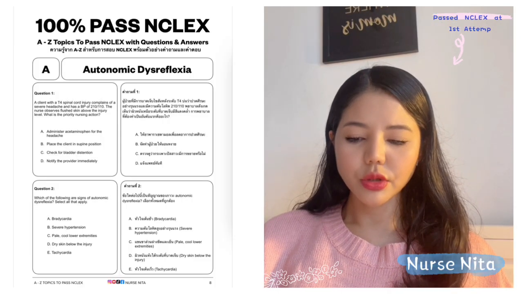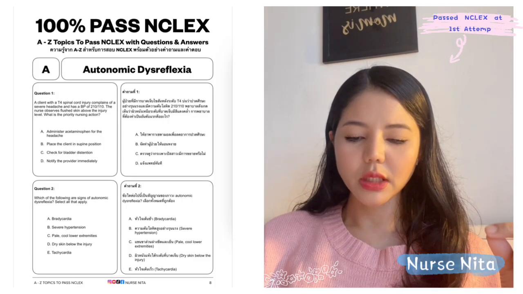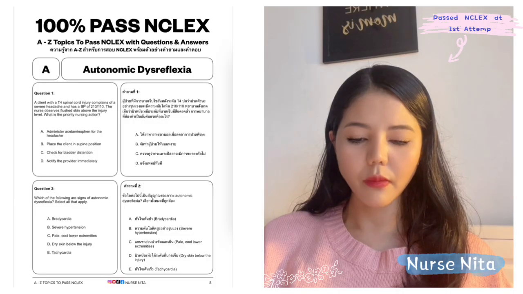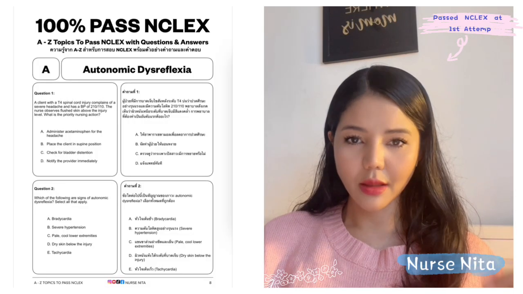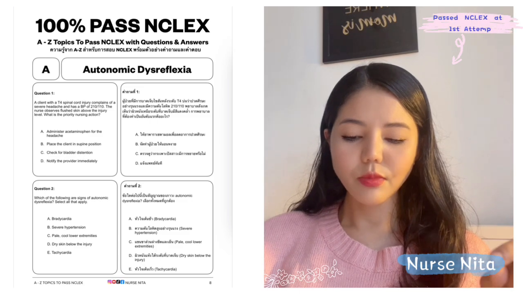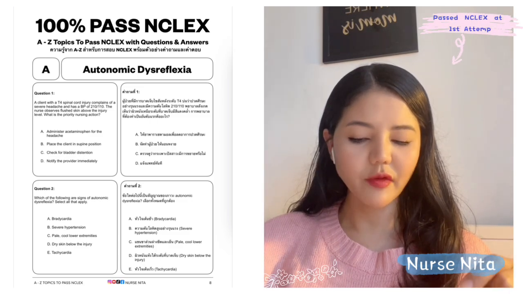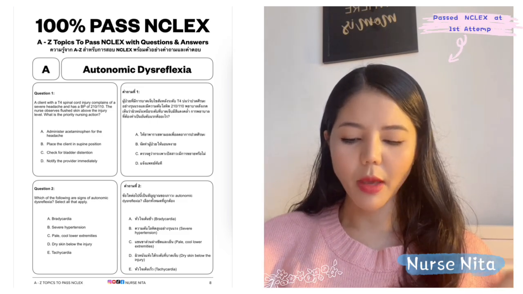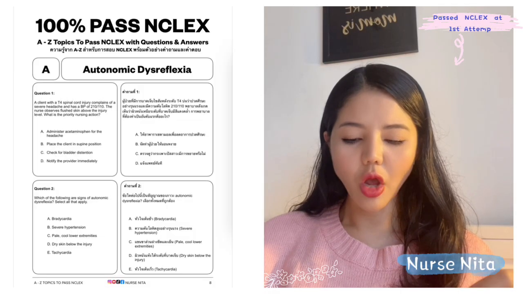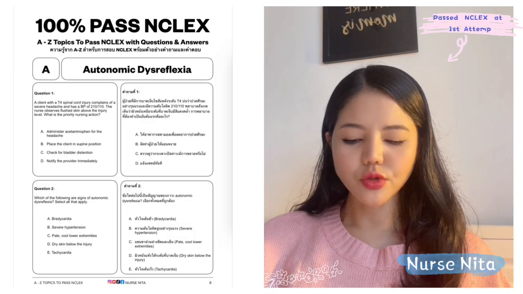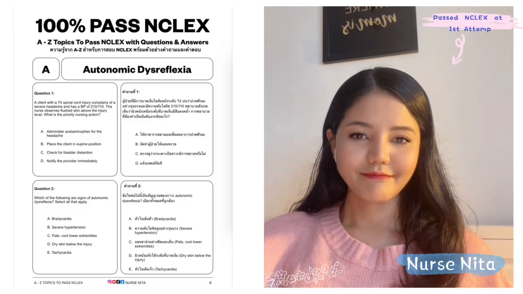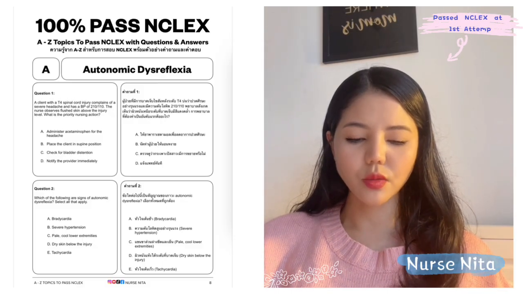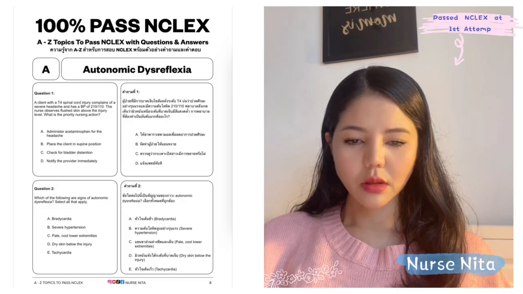Okay, question number 2. Which of the following are signs of autonomic dysreflexia? Select all that apply. A. Bradycardia. B. Severe hypertension. C. Pale, cool lower extremities. D. Dry skin below the injury. E. Tachycardia. Okay, you pick your answer, and then we'll see the answers later.